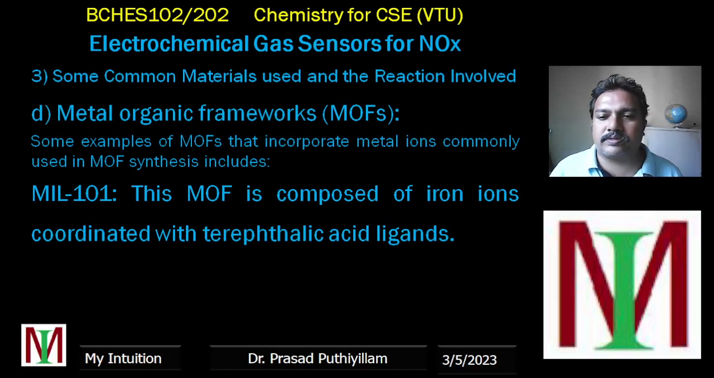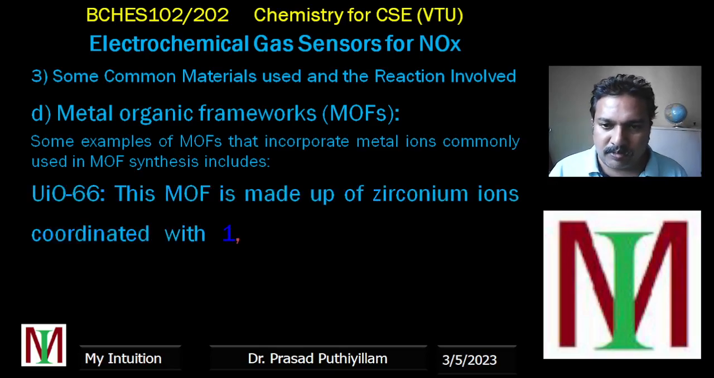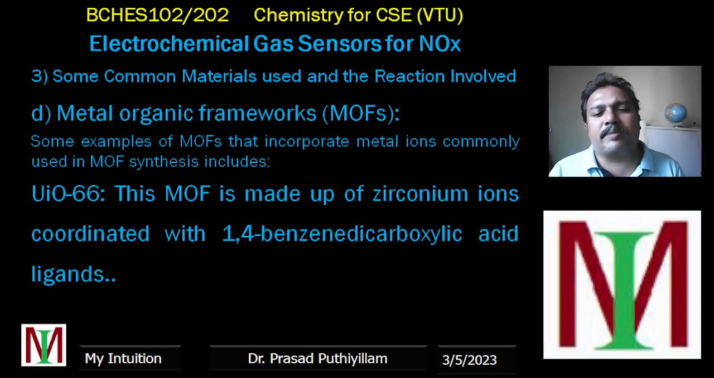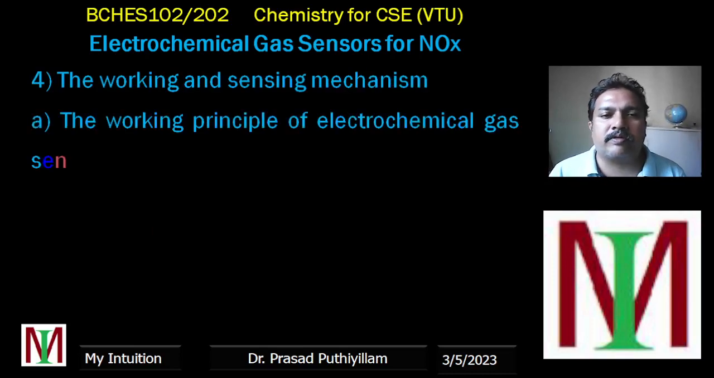So what we need to say is that zinc ions can be used along with terephthalic acid, iron ions can be used along with terephthalic acid, and copper ions can also be used with other organic molecules. Zirconium ions, these are metals, can also be coordinated with 1,4-benzene dicarboxylic acid ligands. These are a few examples introduced by scientists, which I searched and put here.